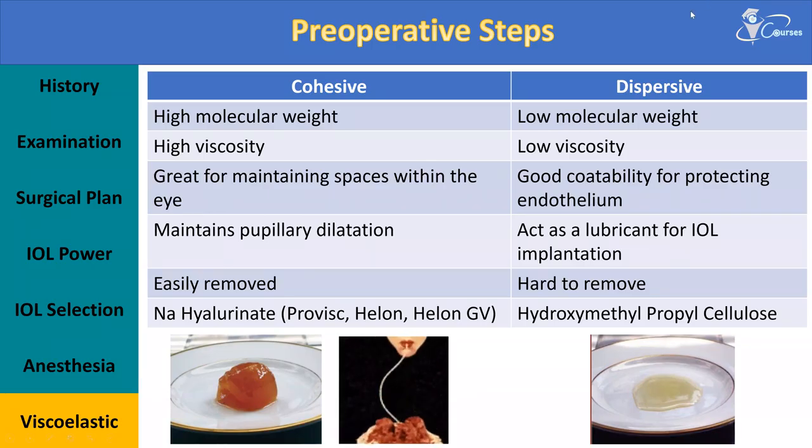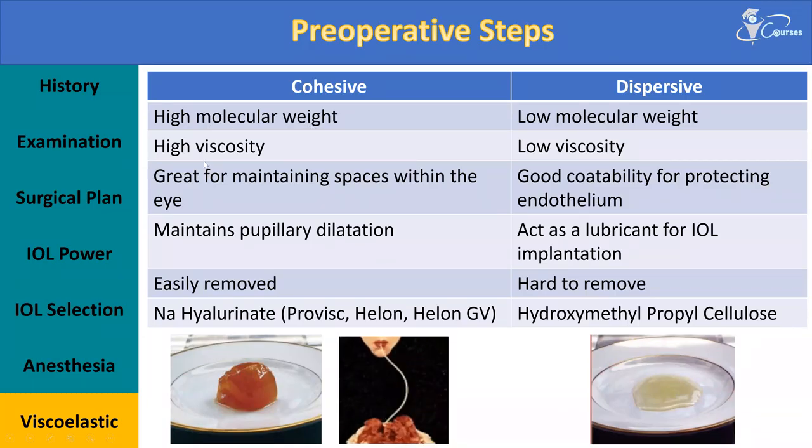We have two main types of the viscoelastic devices. It will be either cohesive or dispersive. What is the difference between both of them? The cohesive tend to have higher molecular weight. So these are long chain, high molecular weight substances. They have high surface tension. But the dispersive, they disperse, they will spread, they will have low molecular weight and low viscosity. So again, the dispersive will have lower molecular weight and lower viscosity. The cohesive will have higher molecular weight and high viscosity.